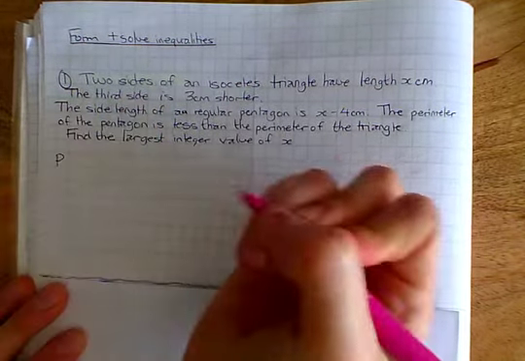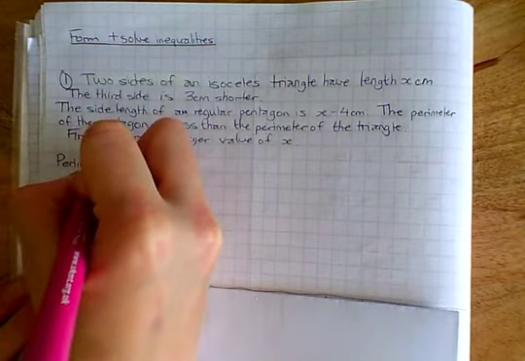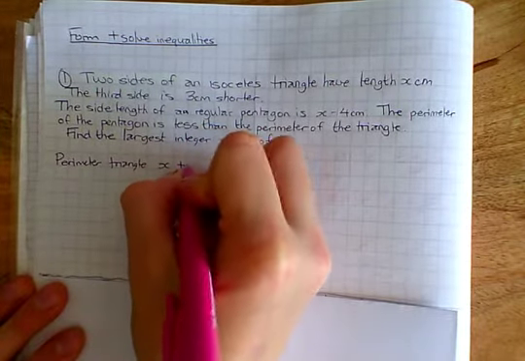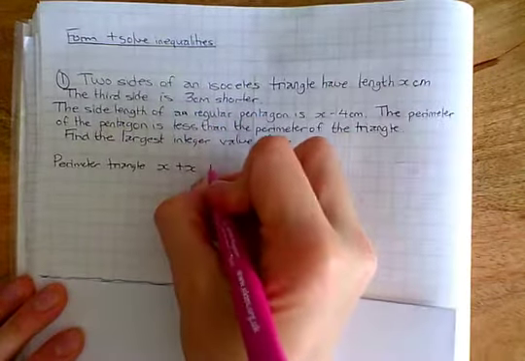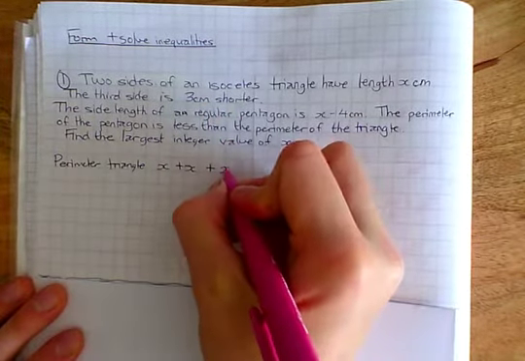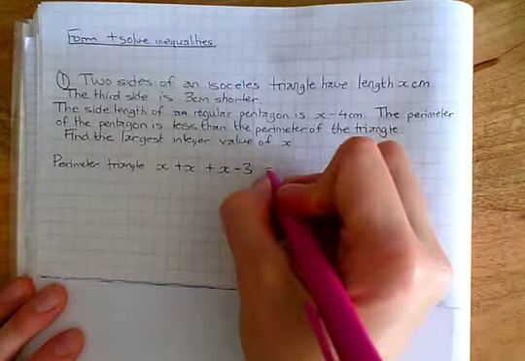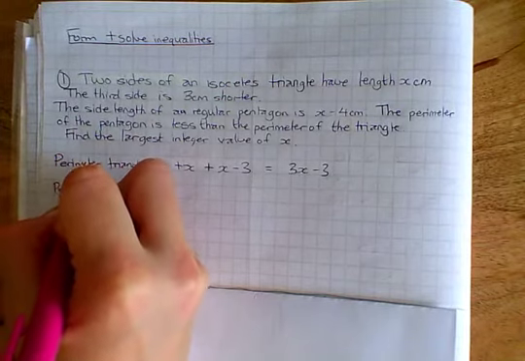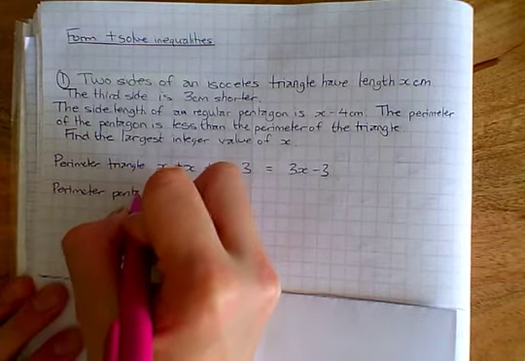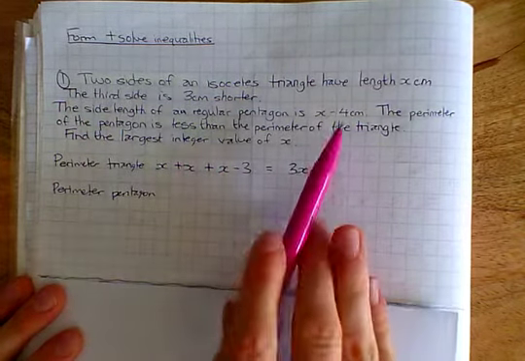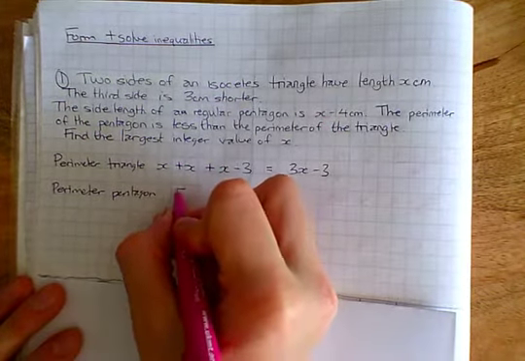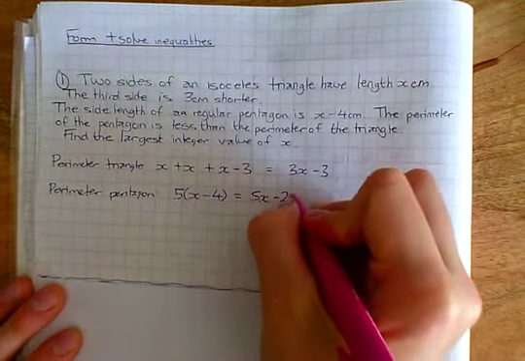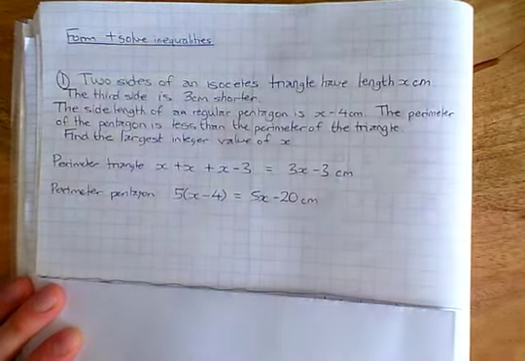So the first thing that I'm going to do is calculate the perimeter of the triangle, which is going to be x plus x from the two sides which are the same length, and then the third side is 3 centimetres shorter than that, so that would be x minus 3. So in total the perimeter of the triangle is going to be 3x minus 3, and then the perimeter of the pentagon, because it's a regular pentagon, all of the side lengths are the same and they are x minus 4, so you've got 5 lots of x minus 4, which I could expand to get 5x minus 20, and both of those are in terms of centimetres.